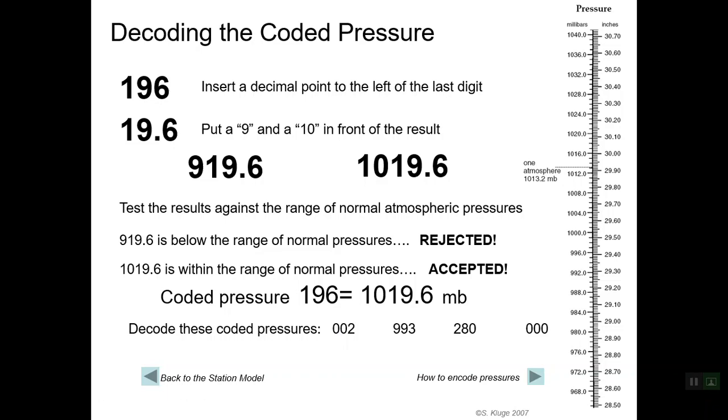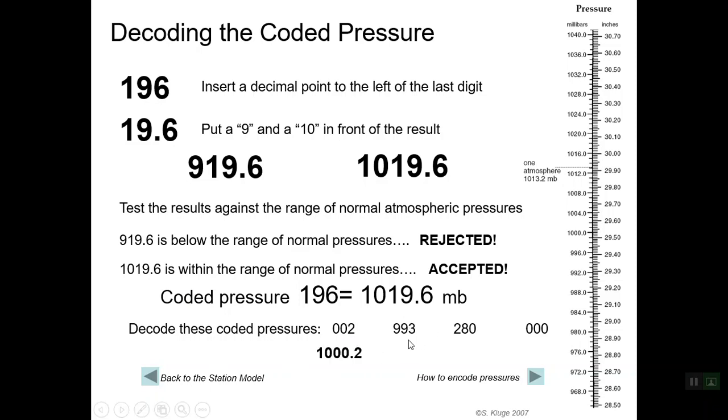Decode these coded pressures. So on this one here, you have 002. You're going to have to put a decimal point between the 0 and the 2. And then you're going to put either a 9 in front of it or a 10 in front of it. So you'll have 900.2 rejected, too low. Or you're going to have 1000.2 millibars. Yeah, that would be right.